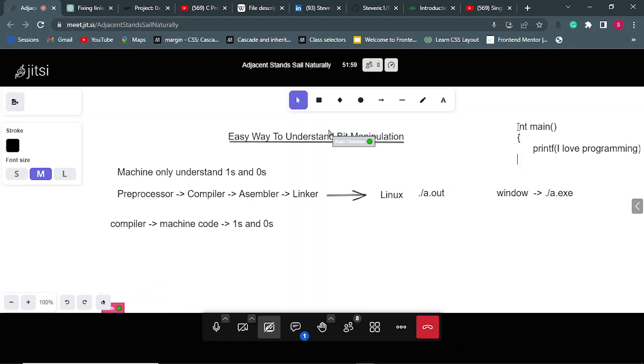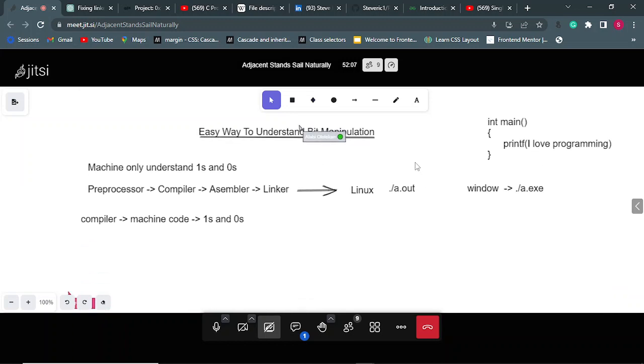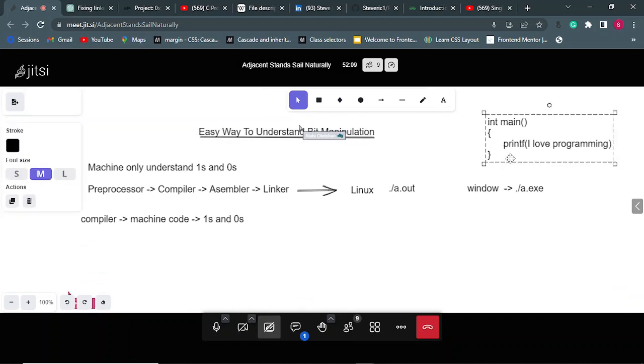Okay, then I close it. Now this is my program. Look at it. Okay, printf, I love programming.